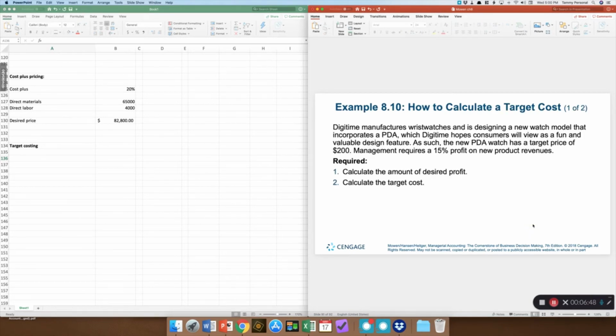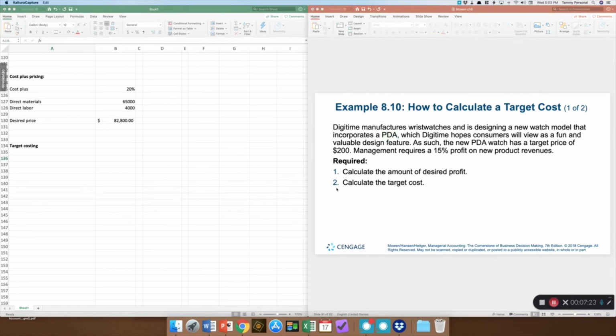So here's our example. We have a manufacturer of wristwatches, and we're designing a new watch that incorporates a PDA, which you guys don't even know what it is anymore. PDA stands for Personal Digital Assistant. So basically they're talking about an Apple Watch before Apple Watches were a thing. The new PDA watch has a target price of $200 and we require a 15% profit on new product revenues.